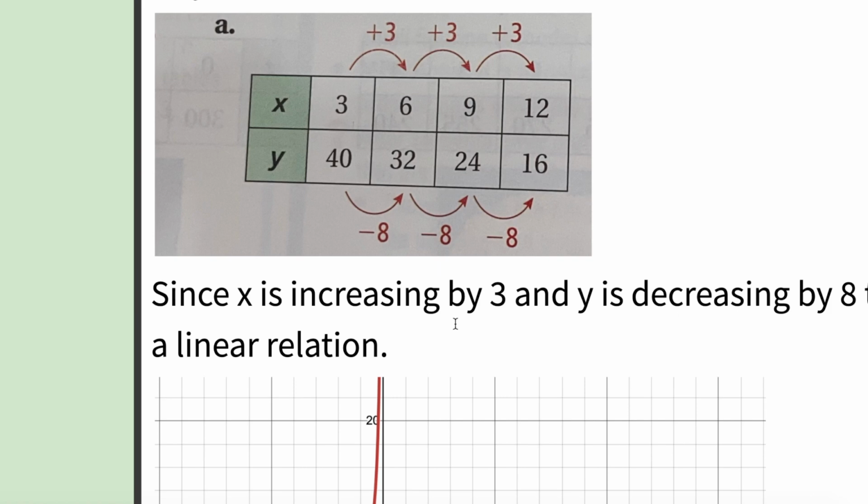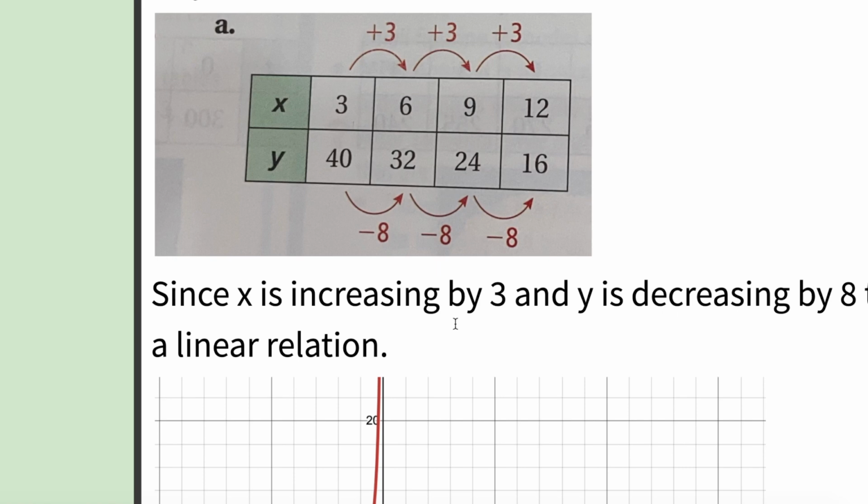If you check the y values, you will find that it starts with 40. So 40, then 32, then 24, then 16. It's decreasing by 8. So 40 minus 8 is 32, minus 8 is 24, minus 8 is 16. This is a relation between x and y. Whenever you change x, y changes. So this is a relation. But here, if you notice that x is changing with the same rate and y is also changing with the same rate.